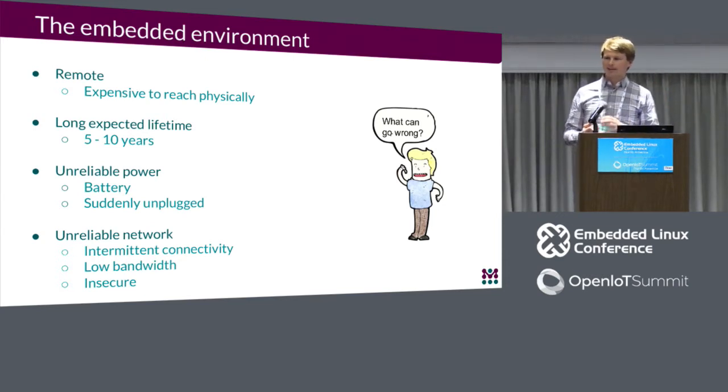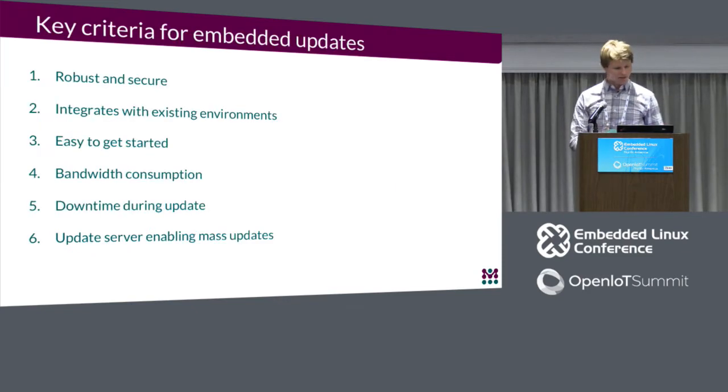And then you have these factors that make it hard. So it has to work every time because it's remote and has a long lifetime. But then the power is unreliable. Maybe it's running on battery. Maybe there's a stupid user that unplugs it suddenly while you're doing the update. Why would he ever do that? And then what happens when the device boots again after that? And you also have an unreliable network, a public network, often wireless networks that are insecure as well. So it's a pretty harsh environment, as you know.